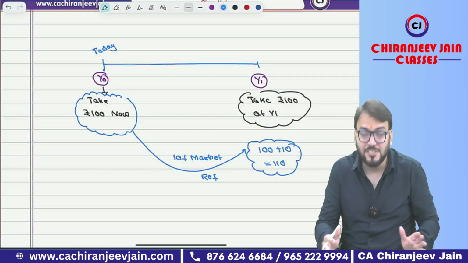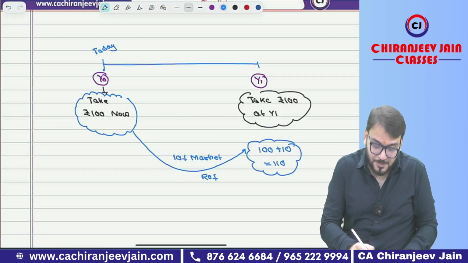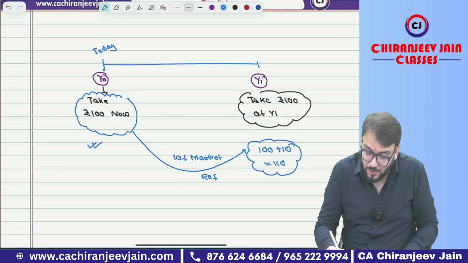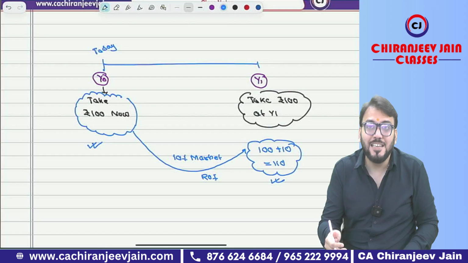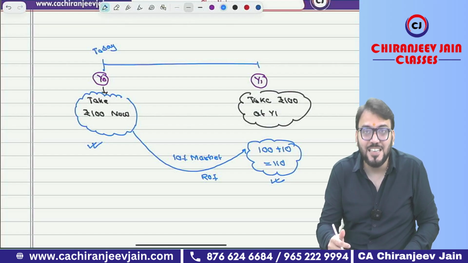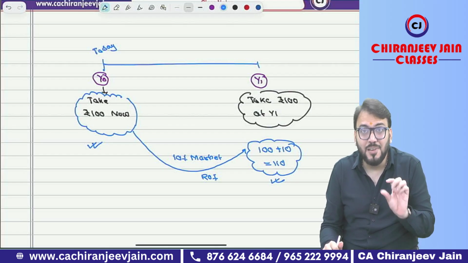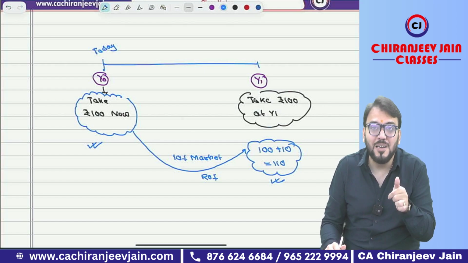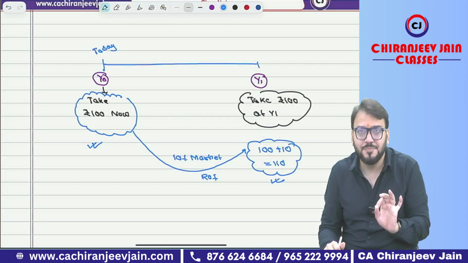Got this? This is known as time value of money. It means 100 rupees right now, today, will become 110 at year end 1, because the value of money will change. The value of money will change. It is as simple as that.